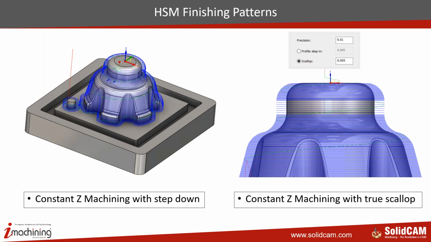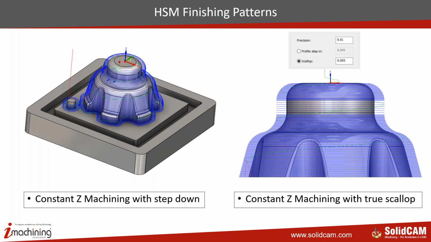For example, on the left side is a classic constant Z machining, where you just define the depth of cut and it just follows the depth of cut by slicing the part at that particular depth and then creating the passes. However, not many people would know that within our generic HSM, we have got an option to apply what we call a true scallop. You can specify what is a scallop and what is the maximum depth of cut allowable on that particular part. So you can see the same part being done on the right hand side with a scallop of 5 microns.